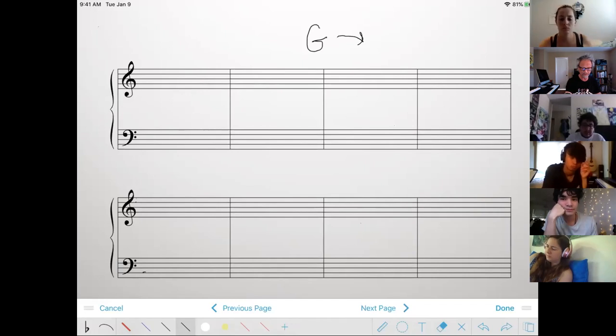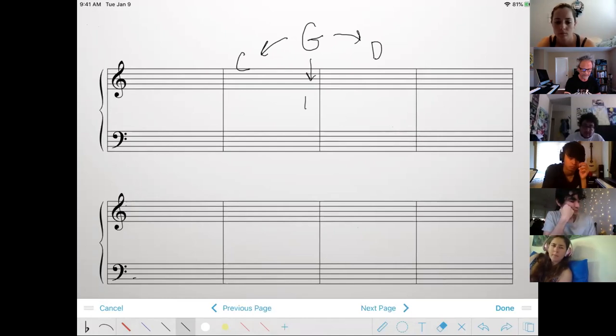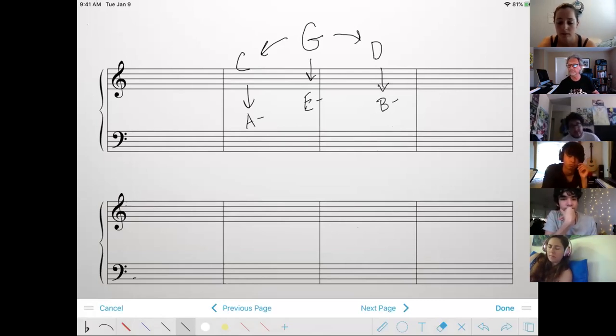Isn't it D and C? Right, based on what we learned? And then what's the relative minor? E minor, B minor, A minor. Right? Mm-hmm. See his answers? That's exactly what he put. I don't like that lowercase stuff for minors. It is easy, Noah. It is.